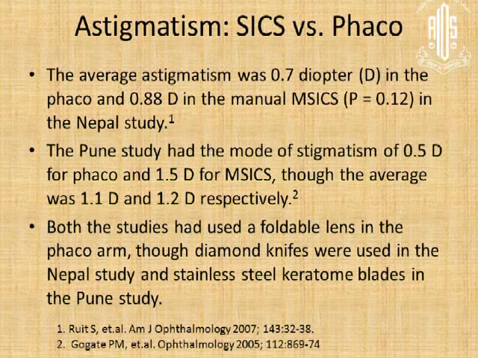When we look at SICS and phaco, the difference is actually very small. There is this very famous study done in Nepal, which was published in the American Journal of Ophthalmology, and there is an editorial on it. The difference is just 0.2 diopters. When we did a study in Pune, published in the American Academy of Ophthalmology's journal Ophthalmology, there also the difference is small. So even when foldable lenses have been used in the phaco arm with diamond knives and stainless steel blades have been used in the Pune study, there is not much of a difference.